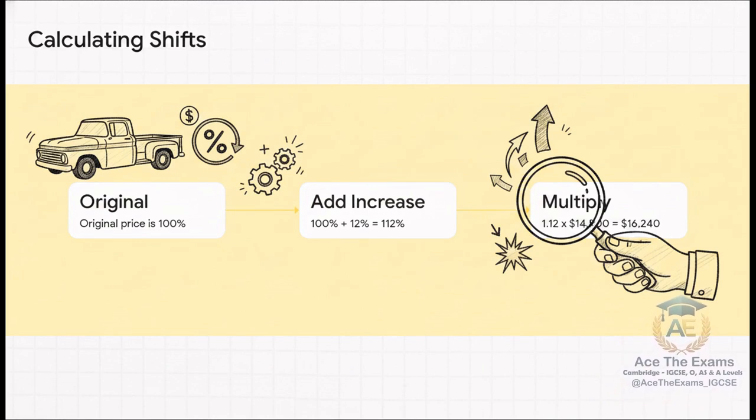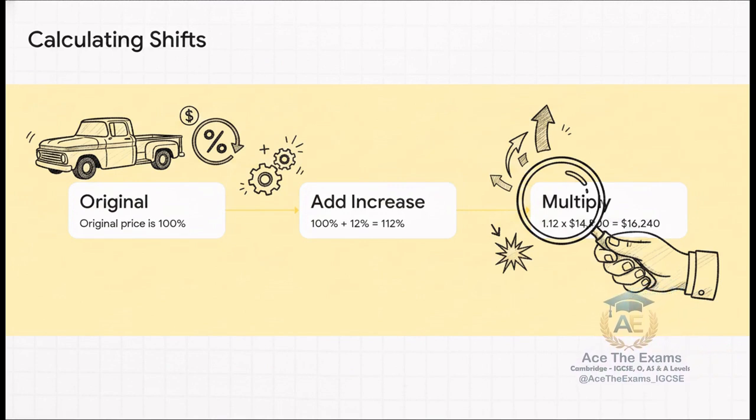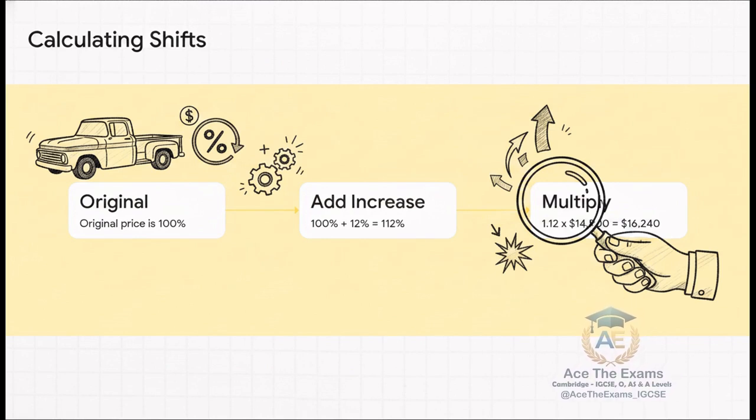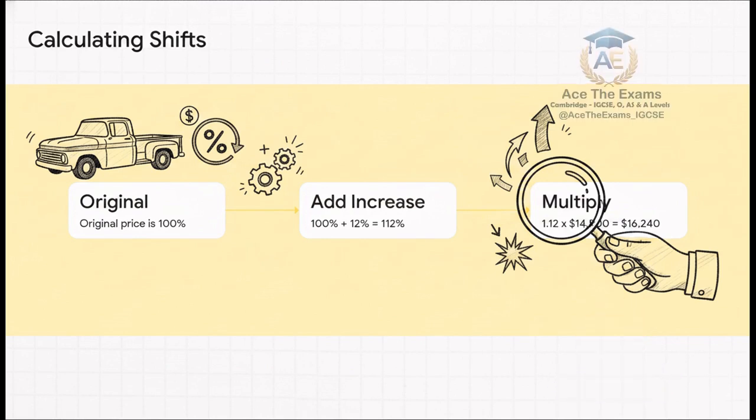By treating an increase as a single multiplier, we streamline the entire execution process. Think about it. Point out that the original price is 100%. The evidence is the 12% increase, meaning our new target is 112%. We execute by translating that into a decimal, 1.12, and multiplying it by the original $14,500 price. Link it back to the context and boom, $16,240. One calculation, full marks.